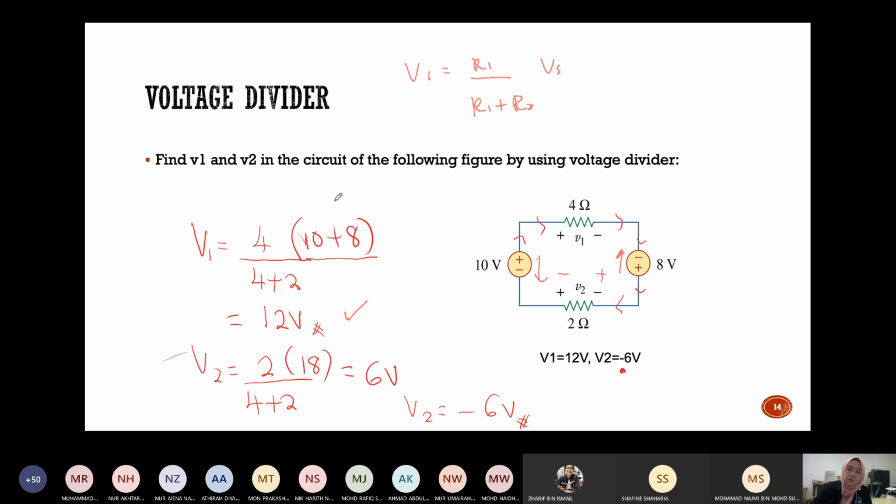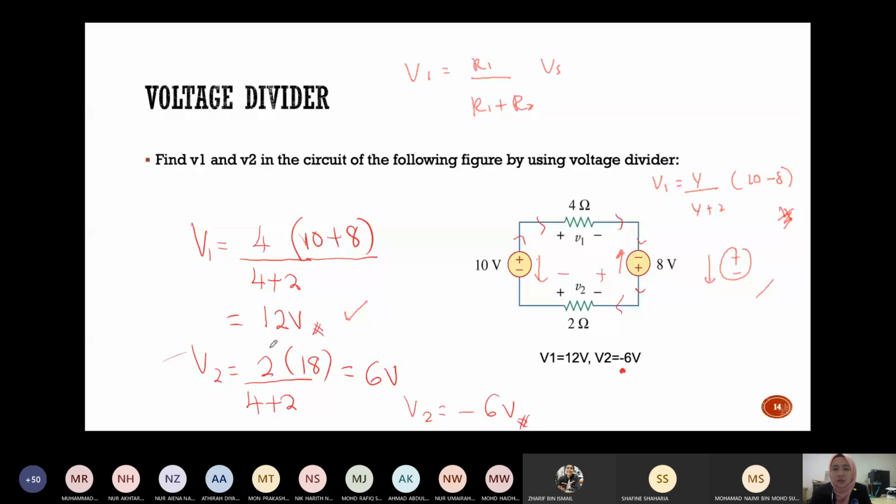This one actually depends on the polarity of the voltage source. If, for example, this 8 volt voltage source is like this, meaning the arrow of the current is like this, then instead of 10 plus 8, your voltage divider is basically V1 equals 4 over 4 plus 2 times 10 minus 8. Please take note of this. It depends on the polarity of the voltage source. If you have something like this, then this will become 10 minus 8. But since the polarity is like this, then it's 10 plus 8.